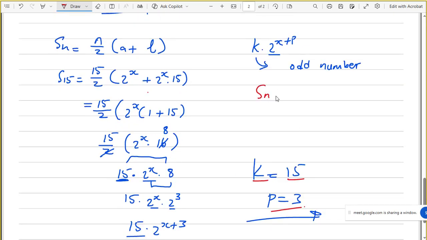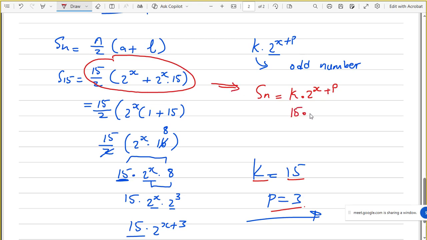Okay, look, I mean, this. They say the sum of those is k times 2 to the x plus p. We need to take this sum and write it in that form. And we definitely did that. We find that our answer is 15 times 2 to the x plus 3. So look at this. Where there's 15, there's k. Where there's p, there's 3. So k is 15, p is 3. Are you happy with that?